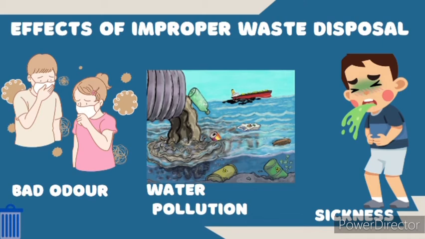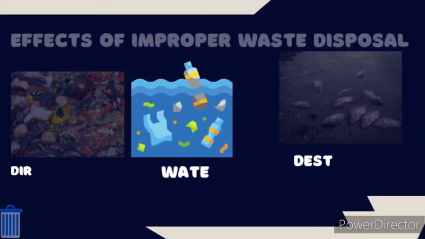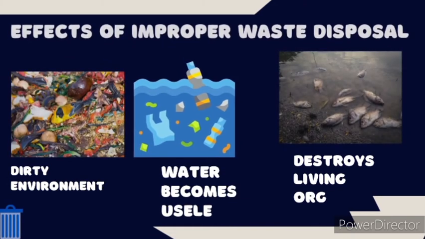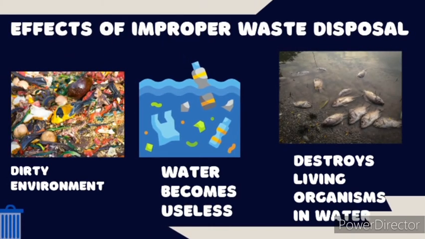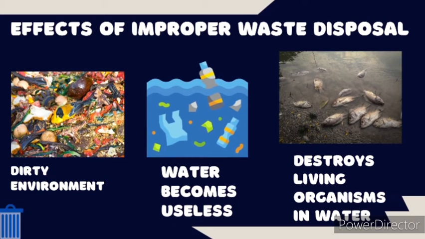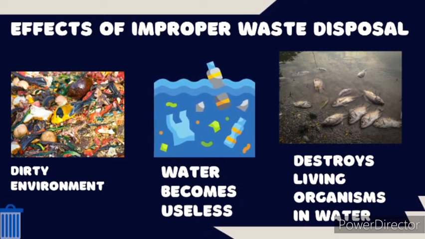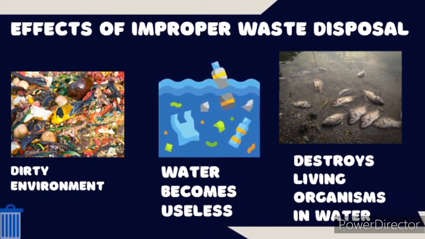Then sickness. People can become sick because of poor waste disposal. You can have sickness like diarrhea, cholera, dysentery, etc. It can also breed pathogens. Pathogens are carriers of diseases. So disease-causing organisms can multiply fast in waste dumps, like mosquitoes, flies, etc.